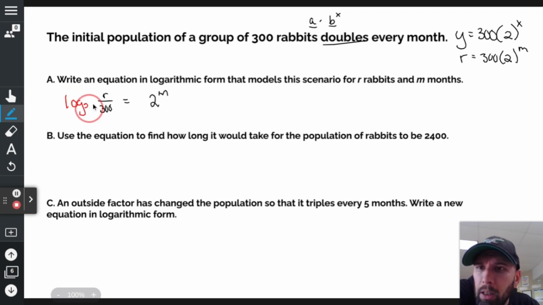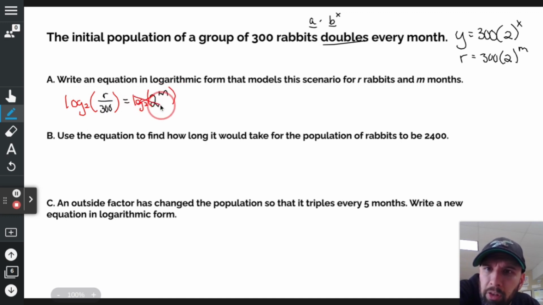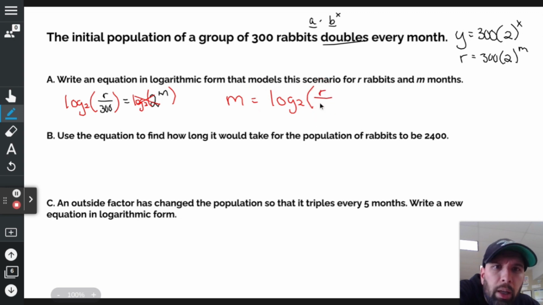So log base 2 of both sides. Why log base 2? So it does that, and I'm left with the equation. M is all by itself, so m equals log base 2 of r over 300.